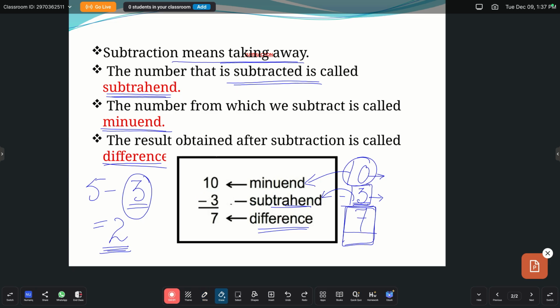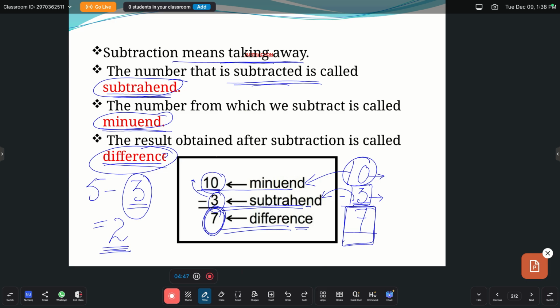See here, in this case 10 is the number from which I subtracted. So this 10 is minuend. 3 is the number that I subtracted from this 10. So this 3 is subtrahend. And 7 is the answer that I got after subtraction. So 7 is the difference. So you will always remember that subtraction means taking away. The number that is subtracted is called subtrahend. The number from which we subtract is called minuend. And the result that is obtained after subtraction is called difference.